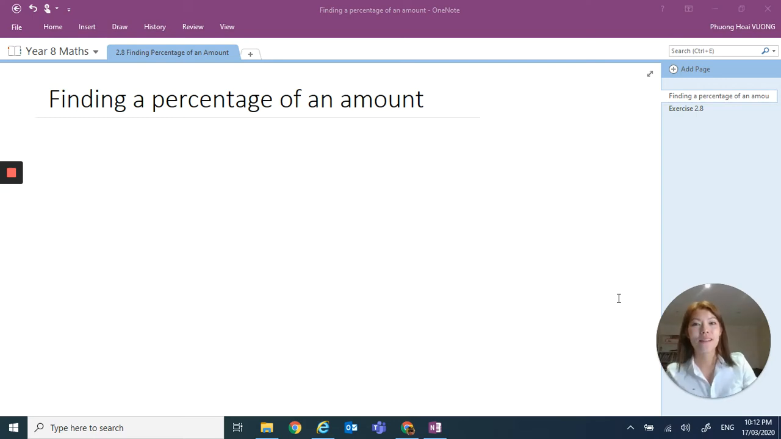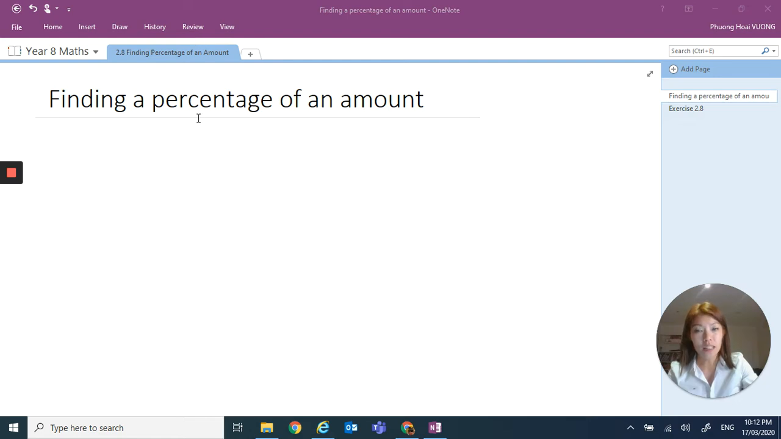Hello, maths class. We're going to try and be online more often so you can access all the notes anywhere you are. So today we're going to figure out or revise how to find a percentage of an amount. What does that mean? Let's have a look at the whiteboard.